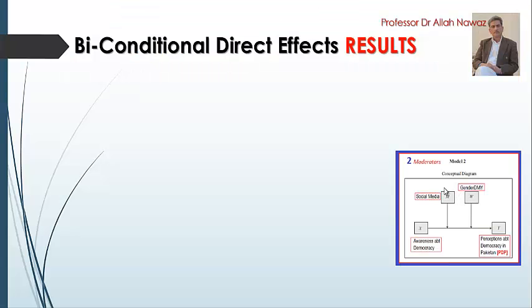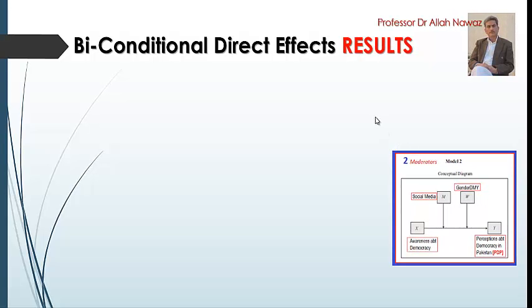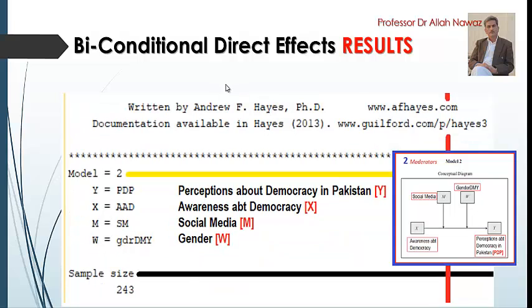So we have now computed the results by applying Model-2 from the Hayes database to process the results about how X is affecting the Y variable in the presence of two moderators. The first result is always in descriptive form. The process model gives you the description of what model has been used, which is the dependent variable. In our case, it is perceptions about democracy in Pakistan. Which one is the X variable?